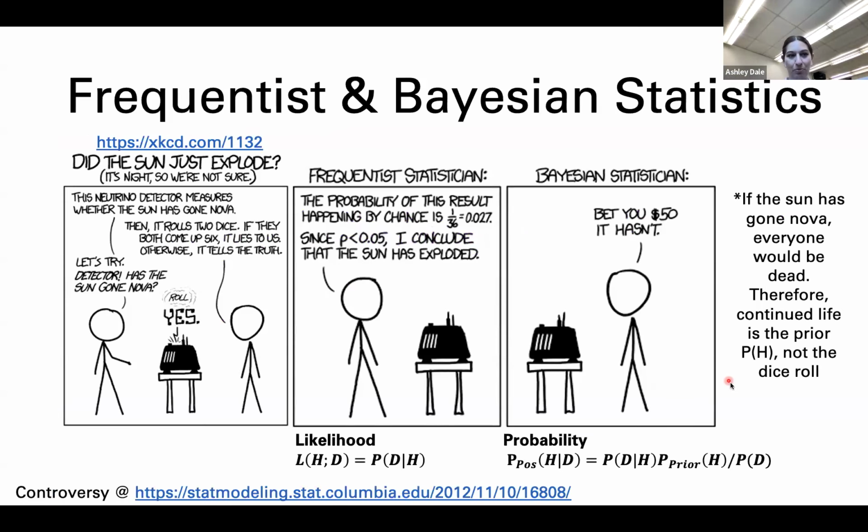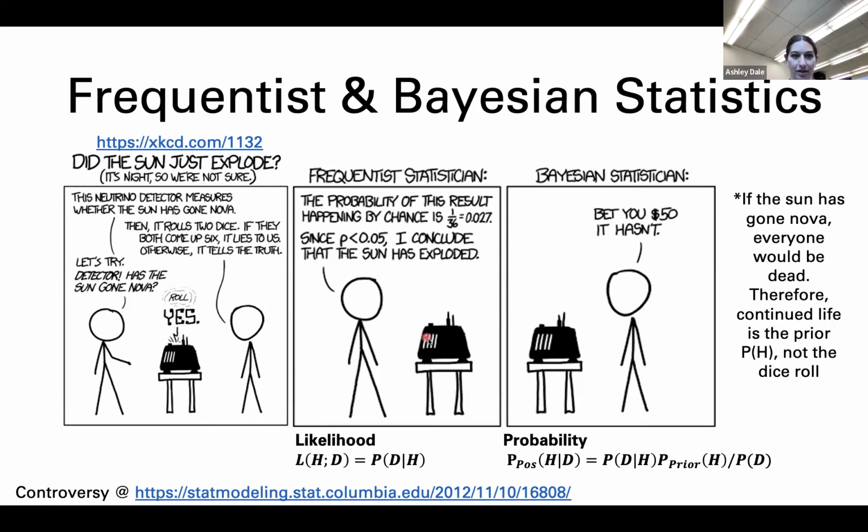And to really drive home this point, I'm going to explain a joke to you because I'm that funny. But the idea here is we have some scientists, all right, and they're going to do an experiment. So they have this neutrino detector, all right, and the neutrino detector measures whether the sun has gone nova, all right? It rolls 2 dice, so it does a measurement, and if they both come up 6, then it's going to lie, otherwise it tells the truth. So they roll and the detector says, yes, the sun has gone nova.